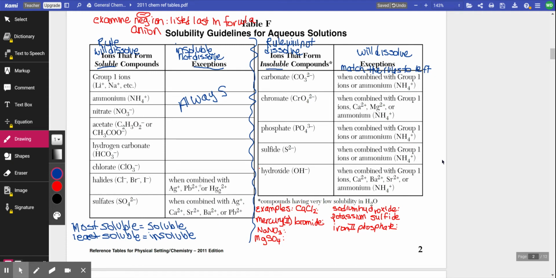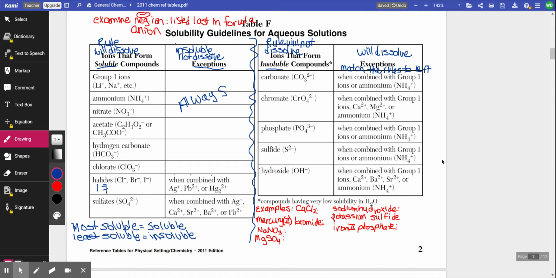So now down here, we have exceptions to the rule, which basically makes the rule the opposite. If the rule is that halides, those are group number 17 on our periodic table, are soluble, except, and those are exceptions, when they're with silver, lead, or mercury. Sulfates are soluble, except if they're with silver, calcium, strontium, barium, or lead.